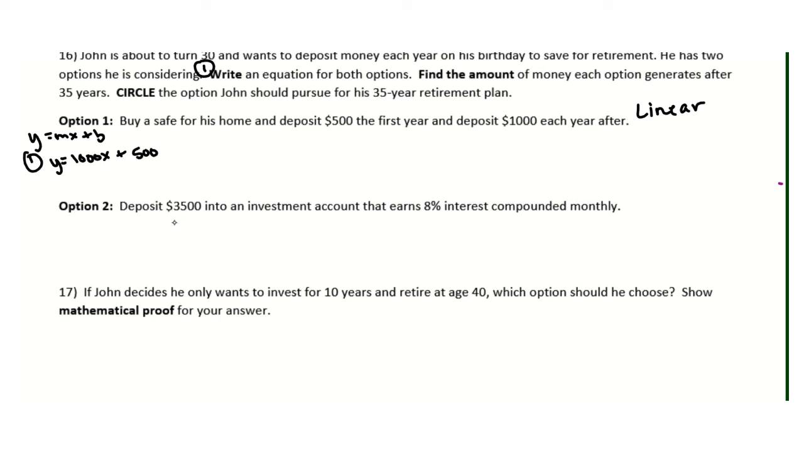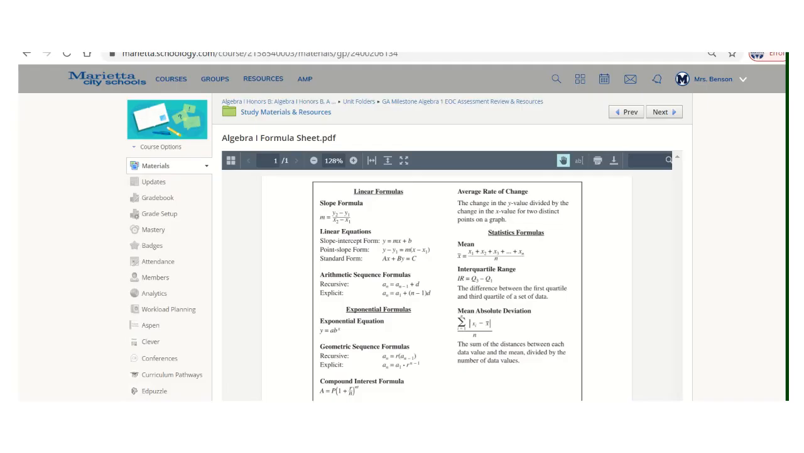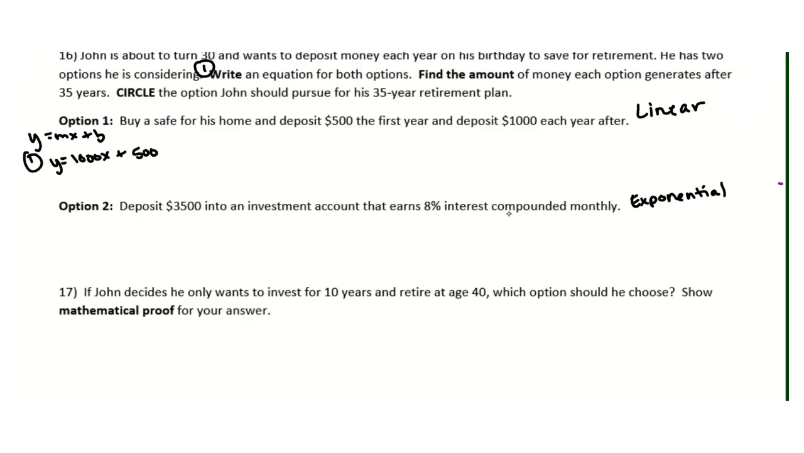Option 2, deposit $3,500 into an investment account that earns 8% interest compounded monthly. This is going to be exponential because we know that the compound interest formula is exponential. If you look at your formula sheet, that compound interest formula is towards the bottom of the page. I know that I'm using this because the problem specifically says compounded. So whenever it says compounded, I know I'm using the formula A equals P times 1 plus r over n to the n times t power.